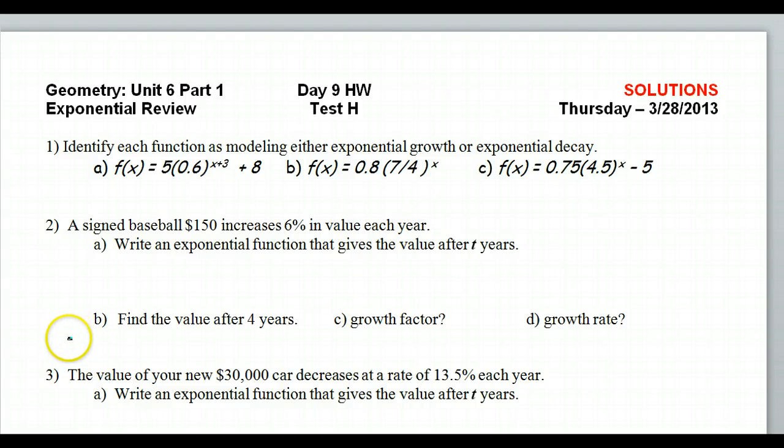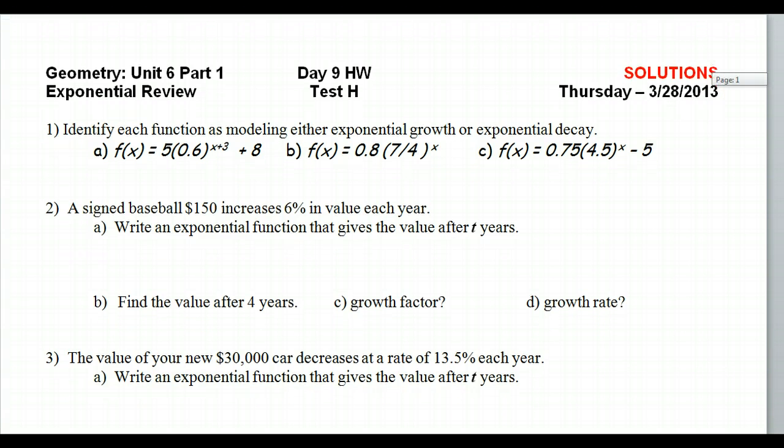All right, this is day 9 of our unit about exponents, and this is a review of the entire unit. Just a brief snapshot. We've worked with simplifying exponential expressions, solving exponential equations, graphing exponential functions, and using exponential functions to solve real-world problems, exponential growth and decay. So, here are some problems covering those topics.